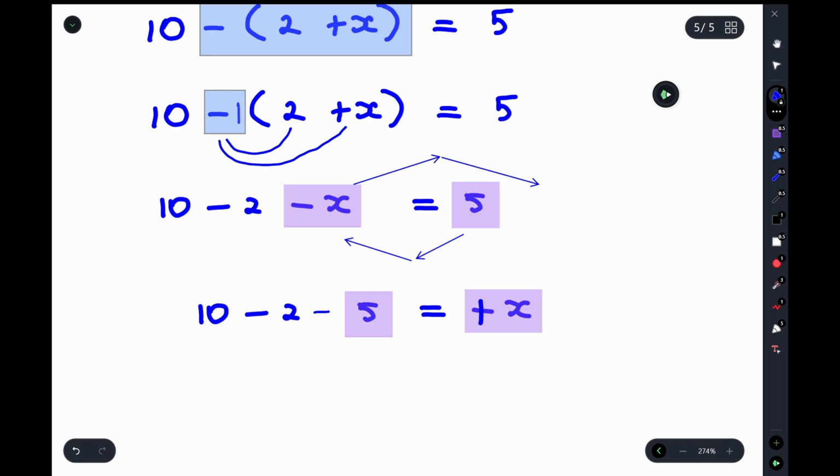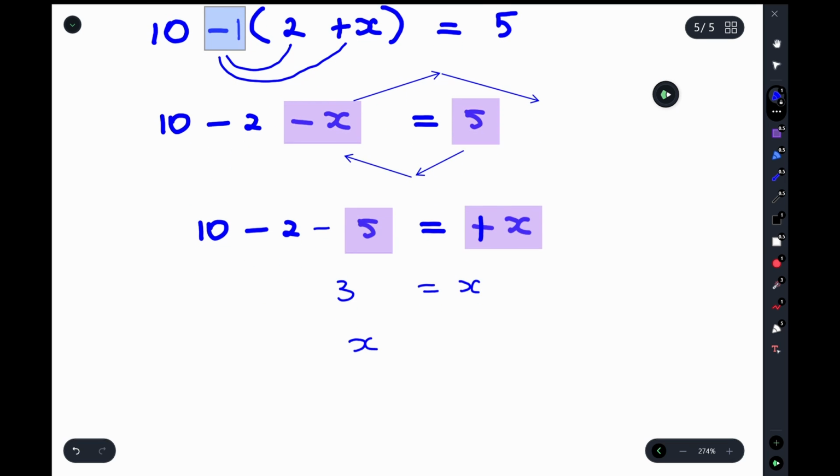And now we can simplify. 10 minus 2 minus 5 would give us 3 is equal to x, or x is equal to 3 if you prefer that.